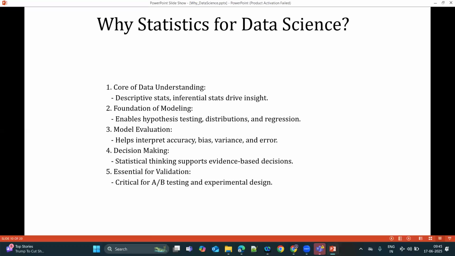To make evidence-based decisions, we use statistical approaches some of the time, and they are also essential for validation. For example, we have A/B testing to compare the difference between a scenario before changes and after changes. To evaluate which changes are affecting more, before or after, and to validate this type of scenario, we go for A/B testing. This is why we need knowledge of statistics.